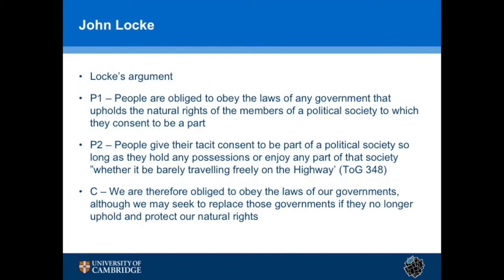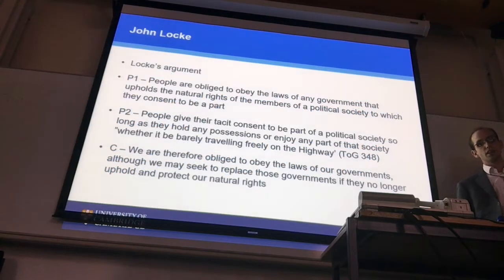So here, in a nutshell, is Locke's argument. The first premise: the people are obliged to obey the laws of any government that upholds the natural rights of the members of that political society to which they have consented to be a part. You consent to be part of a society. That society appoints the government to uphold its members' natural rights. You are obliged to obey the law of that government. So when have you consented?